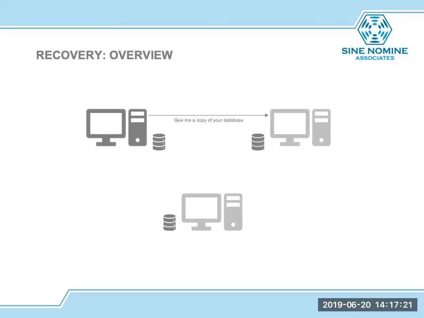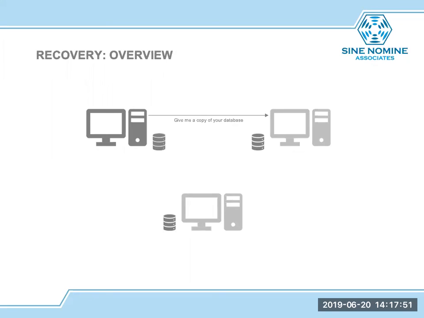So basically, the Sine site requests a copy of the most recent version of the database. But the Sine site does not replace the live database directly. Instead, the Sine site is going to store that version in a temporary file. And if everything worked as expected, then the Sine site can finally replace the live database with this temporary file.